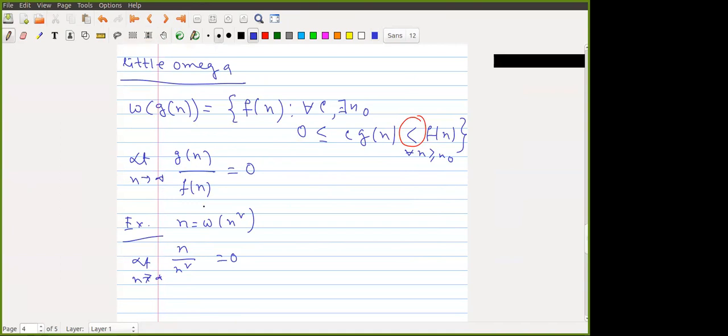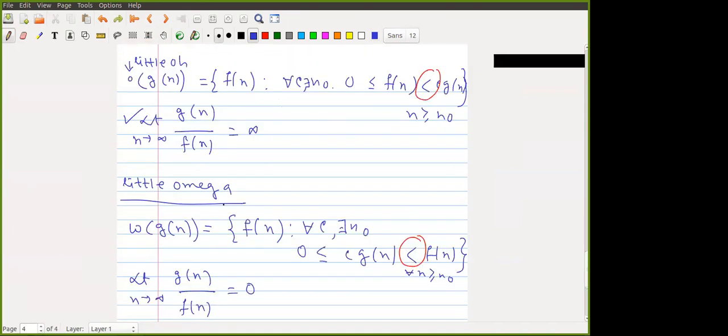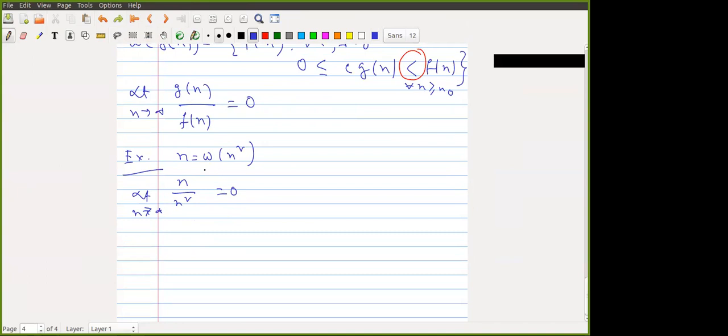This is the other way around, no? It should be little o. I just messed up. It is the other way around: n square would be little omega of n. As somebody has pointed out, n is little o of n square. They're equivalent, just the opposite way around.